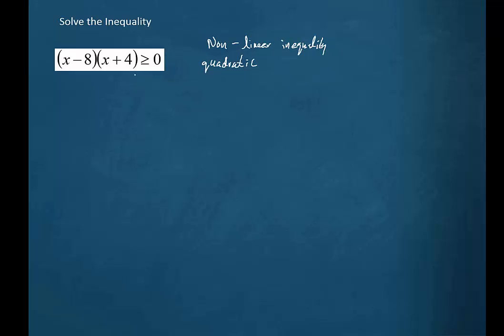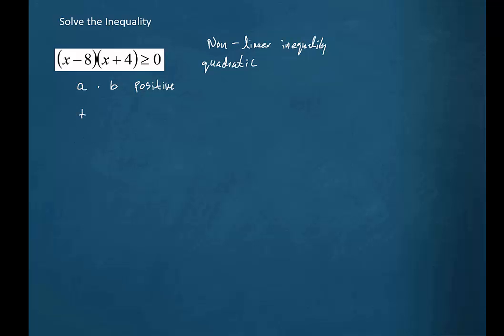we're going to have to think about the fact that this product, this is being multiplied together, so it's like an A times a B. This product is supposed to be greater than or equal to 0, which means positive. Greater than 0 would mean positive. So let's think about what happens.